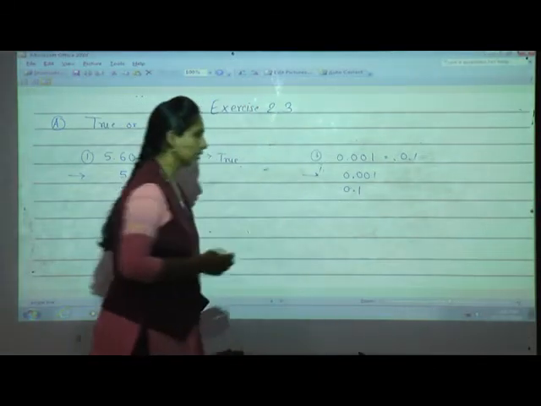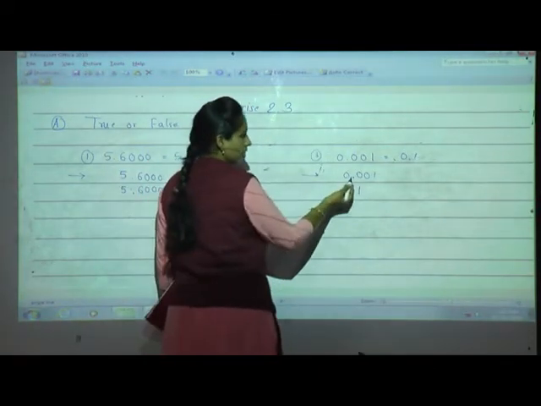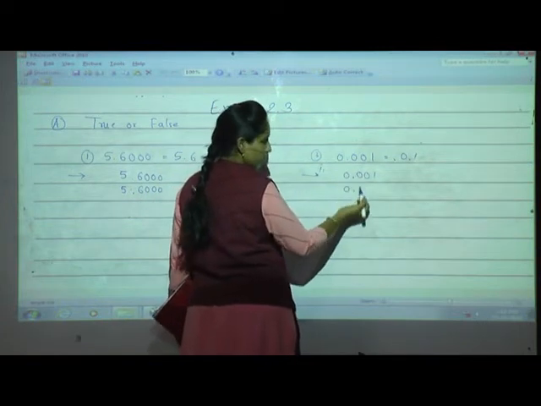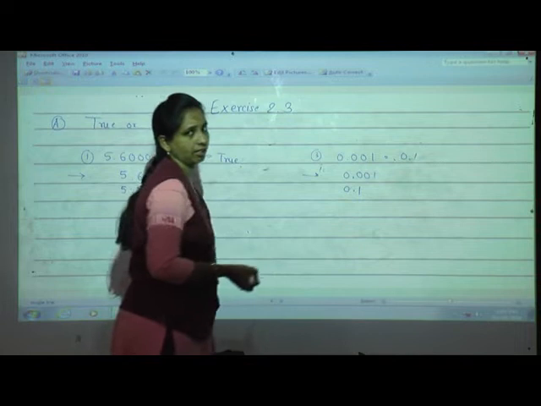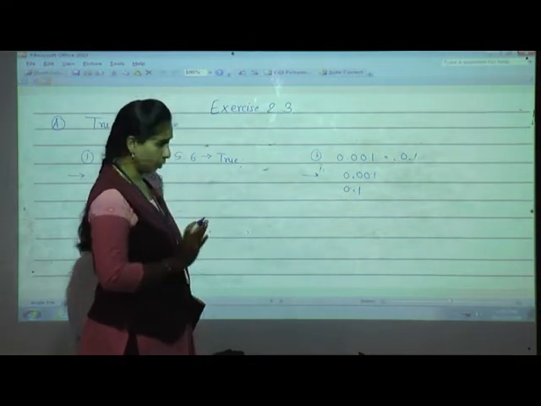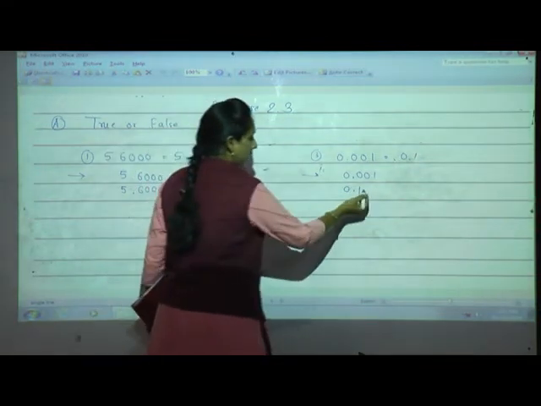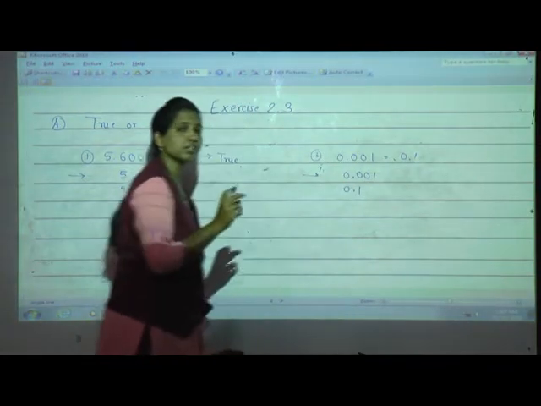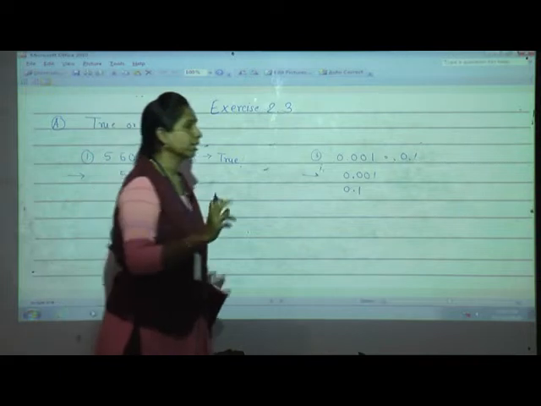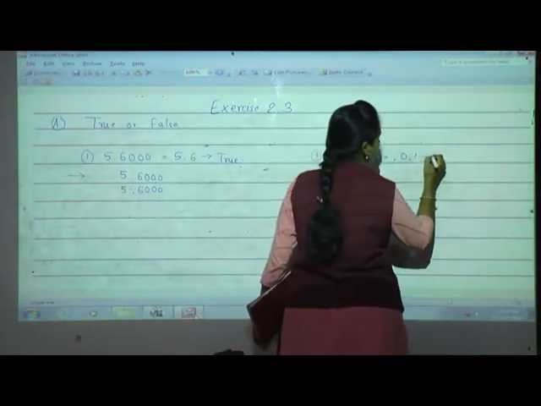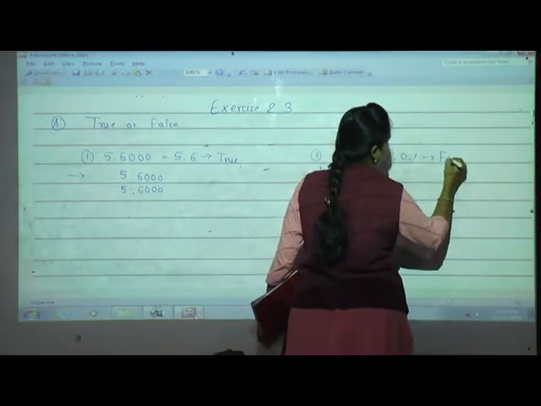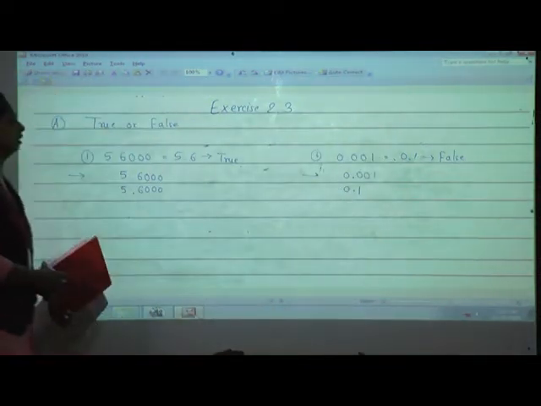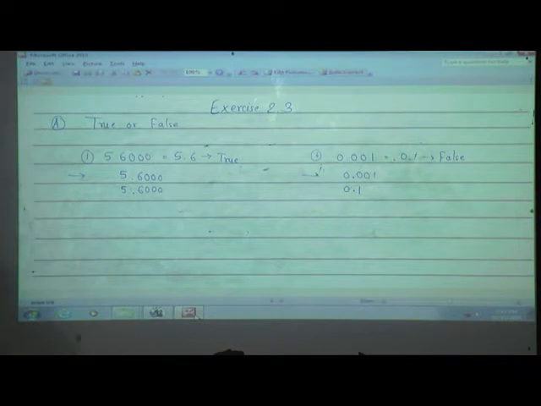Now see, is it the same? Before the decimal, 0 and 0 are the same, but after the decimal, here 0 is there and here 1 is there. Are they both equal? No, not at all. We can add a zero here, but before the decimal and after the decimal the same number should be there. Then only we can say they are equivalent decimals. So you can say here this is false. Clear? Yes. Next one.